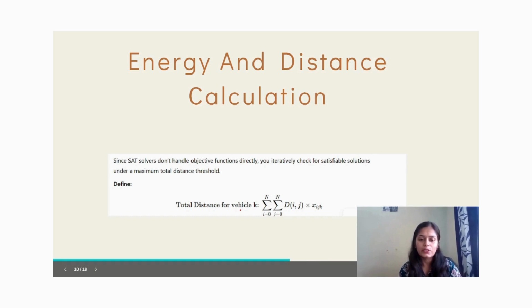By integrating these constraints inside our optimization algorithm, we ensured that every route solution was feasible under energy limits and charging station constraints. As we can see in the slide, total distance for the vehicle k is equal to the summation of i equals 0 to n, summation of j equals 0 to n, d of ij into xijk.